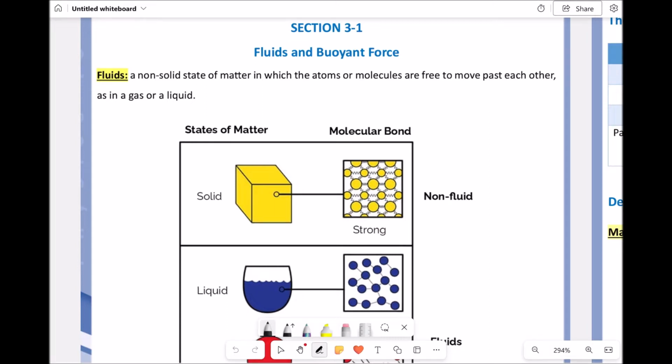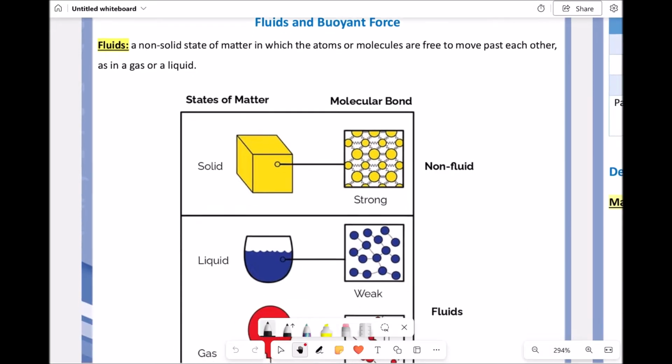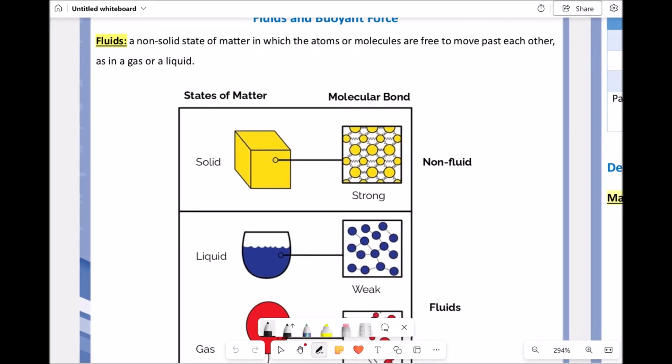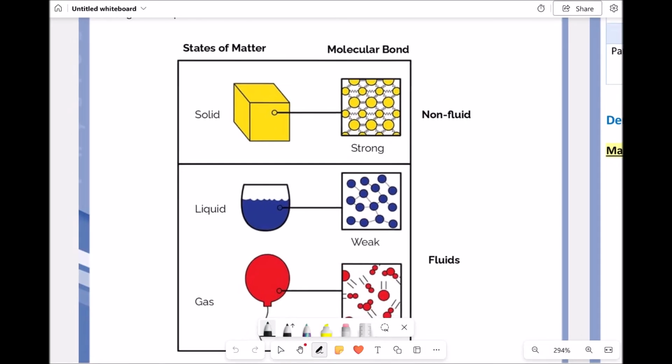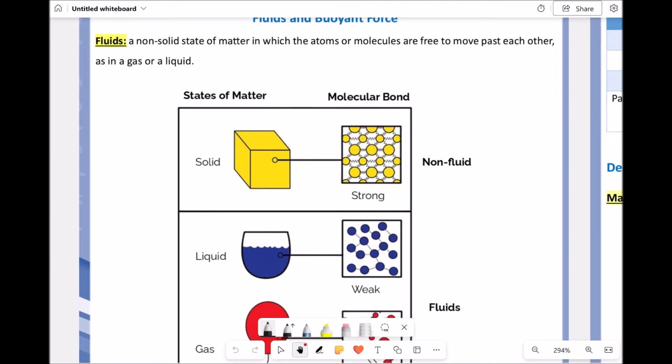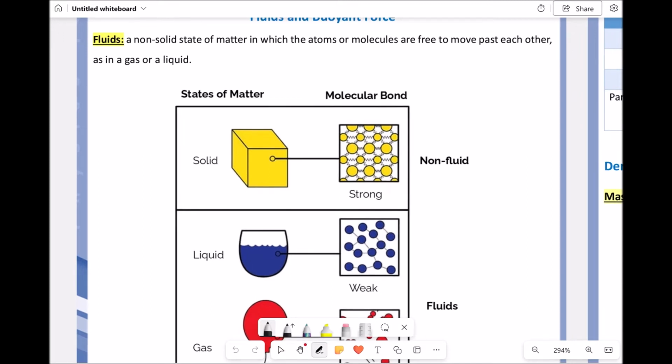We learned that solids have a definite shape and a definite volume, and they have a fixed arrangement, and particles are closely packed. And then we talked about liquids. They have no definite shape, but they have a definite volume. Particles are close, but with no distinct arrangement. They are not regularly arranged. Then we had gases. They have no definite shape or definite volume, and particles are loosely packed. They can move freely. In this chapter, guys, we are going to talk about fluids.